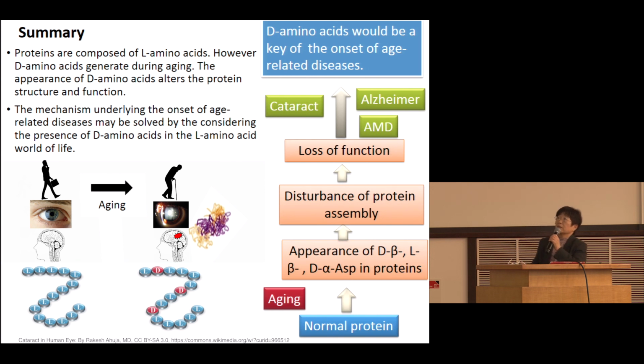This is a summary. Proteins are composed exclusively of L-amino acids. However, D-amino acids are generated during aging. The appearance of D-amino acids alters protein assembly, structure and function. The mechanism underlying the onset of age-related diseases may be solved by considering the presence of D-amino acids in the L-amino acid world of life.